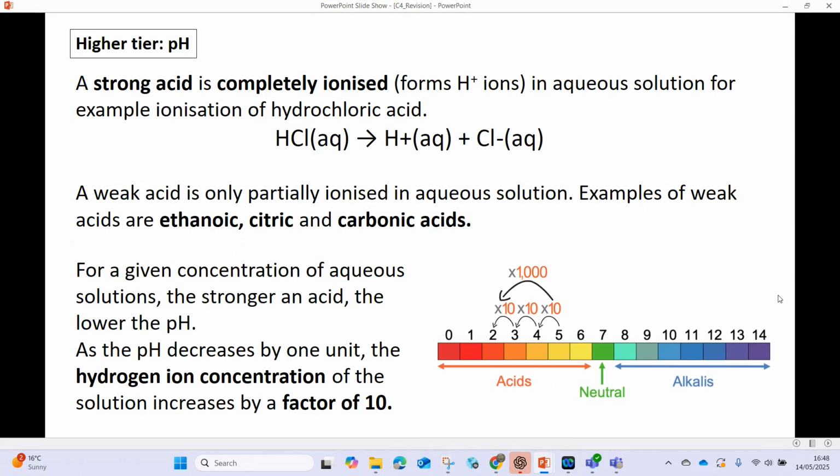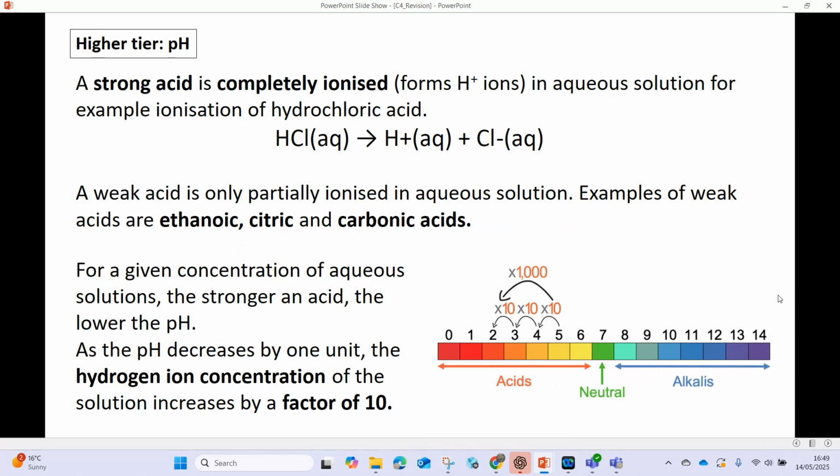If you're doing the higher tier, you need to know a bit more about the pH. A strong acid is going to be completely ionized to form hydrogen ions in an aqueous solution. For example, the ionization of hydrochloric acid. That's what makes them acidic. So hydrochloric acid will strongly ionize, so it will have lots of hydrogen ions formed. And it will also form chloride ions when you put it in a solution.